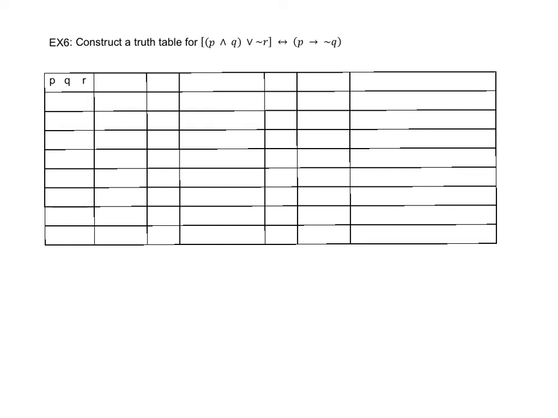Let's start with our statements P, Q, R. I need to list the truth values. So P is going to be 4 truths and 4 false. Q is going to be 2 and 2: 2 truths, 2 false, 2 truths, 2 false. And then alternate with R: true, false, true, false.